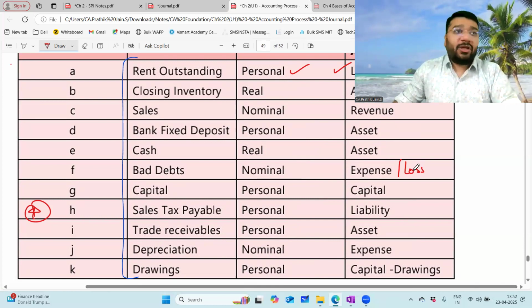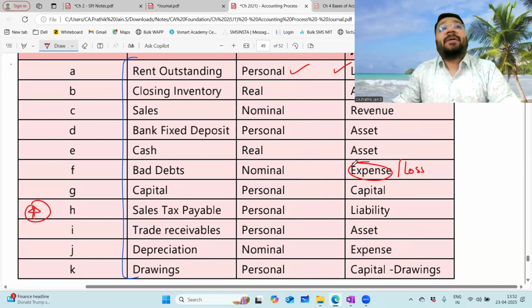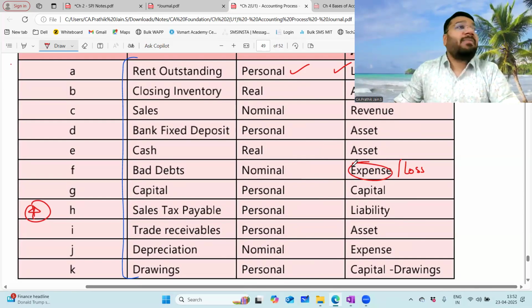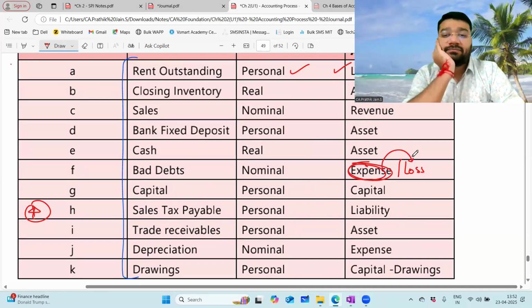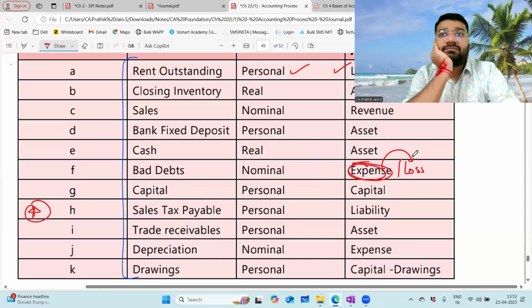Bad debt is actually a loss, but as per the modern classification, it is what? Expense only. Either it is expense or revenue, asset, liability, capital. So that's why they have written expense, but technically it is a loss. But the classification is expense only. No problem. Everything is comfortable.